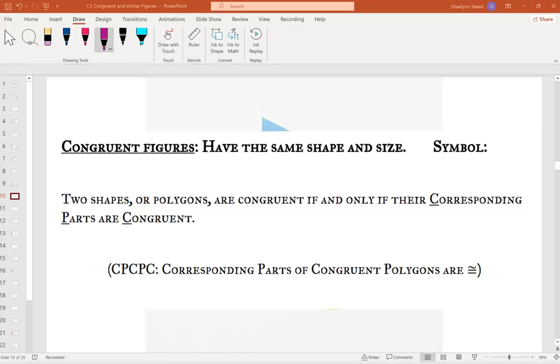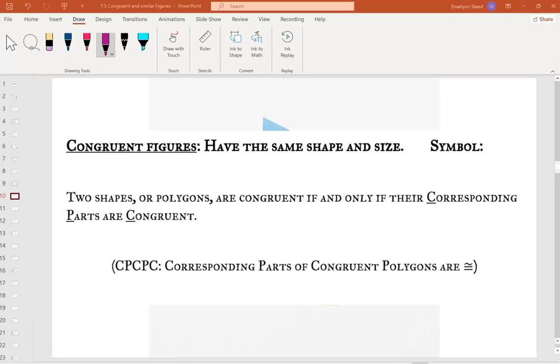So congruent figures are essentially the exact same thing as similar, with one very important difference. That difference being that the side lengths have to just be equal. So the scale factor between figures has to be 1. The symbol for congruent is a similar symbol over an equal sign.